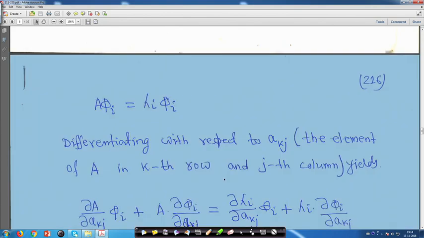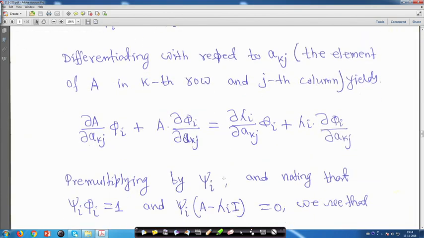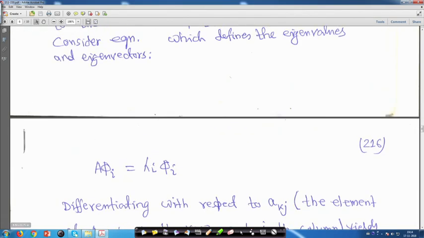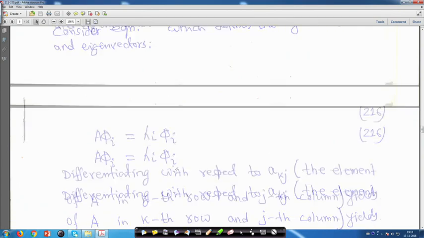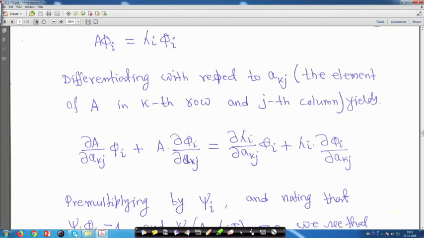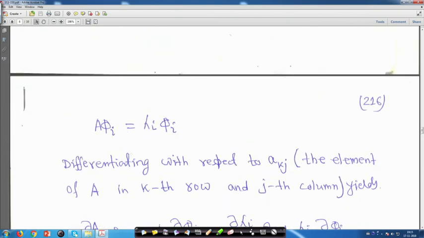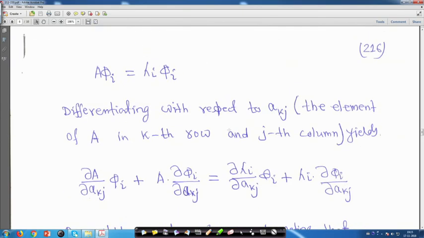If you take the derivative of A phi_i equal to lambda_i phi_i, then it will be: delta A upon delta a_kj times phi_i plus A times delta phi_i upon delta a_kj. This is the left hand side, and it is equal to the right hand side: delta lambda_i upon delta a_kj times phi_i plus lambda_i times delta phi_i upon delta a_kj.